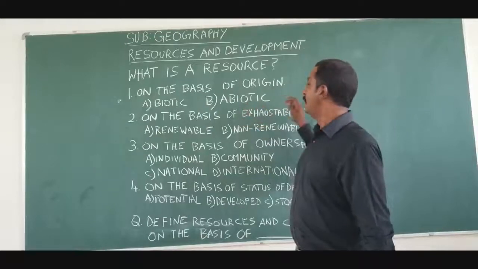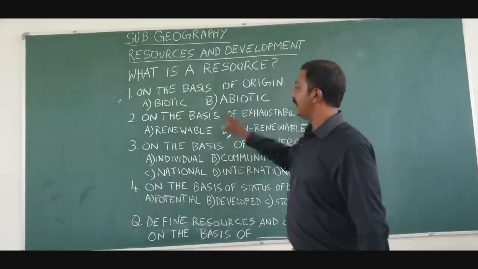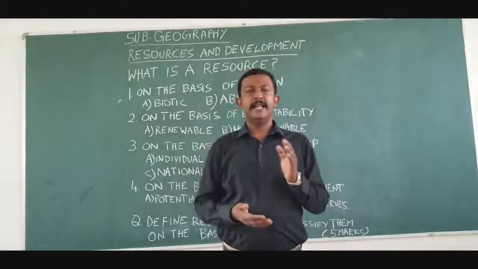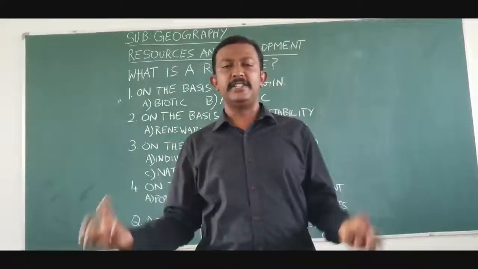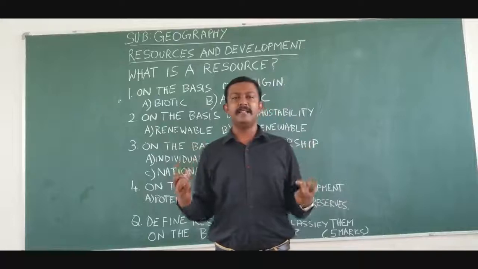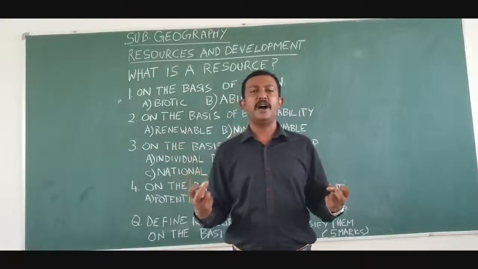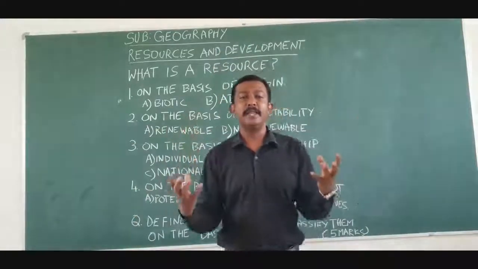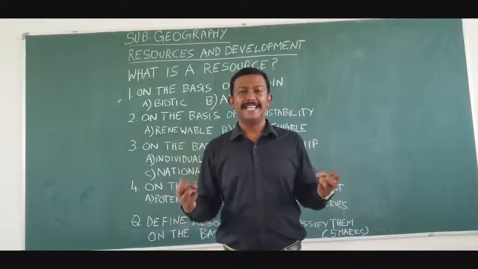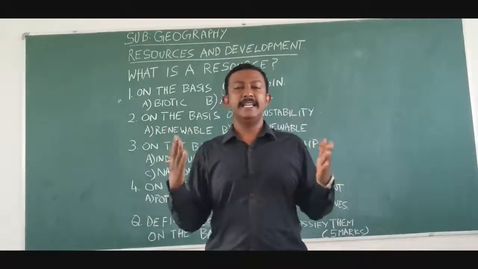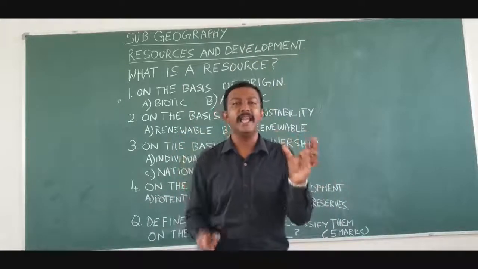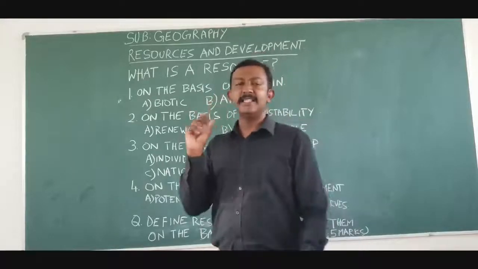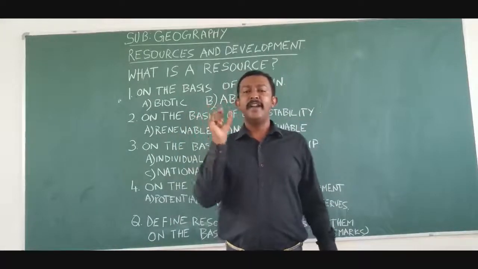Understood? Let's move to the next one: resources on the basis of exhaustibility. Alright? What is exhaustibility? Exhaustibility means those things which are available to us human beings, which can be used up by us completely, and are available to us only in a limited quantity. So we have very little of this kind of resource.